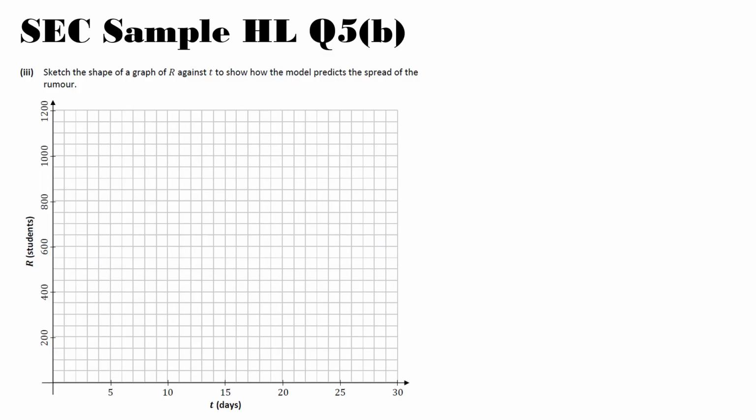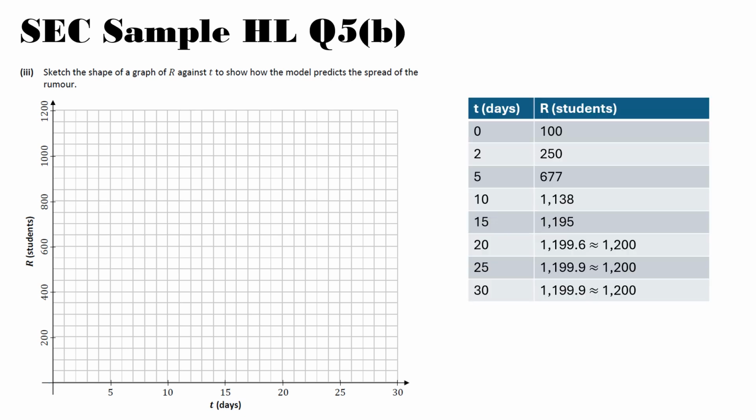So part 3 asks us to sketch the shape of a graph of R against t to show how the model predicts the spread of the rumour. So what we need to understand are values of R for each of those values of t. You have a few different ways to do this. You can absolutely just go with your formula for R into your calculator and sub in values of t and change them. Another option is to use the table function in your calculator. You can put it in terms of f of x and x, and it will give you everything you need.